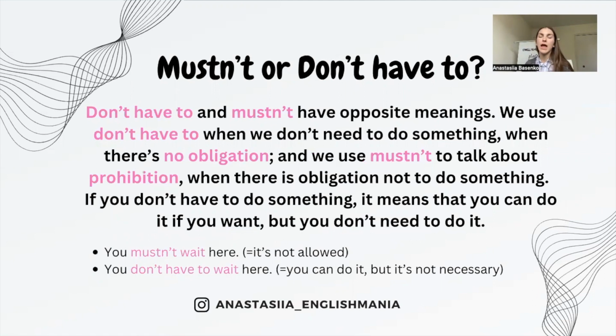Then, between mustn't and don't have to, there is a huge difference because they are like opposites. We use don't have to when we don't need to do something, like absence of necessity. No obligation. And we use mustn't to talk about prohibition, when it is strongly prohibited to do something. You mustn't wait here. It's not allowed. Yeah, it is prohibited. You don't have to wait here. Like you can do it, but it's not necessary.